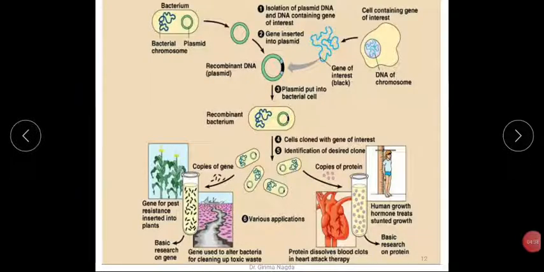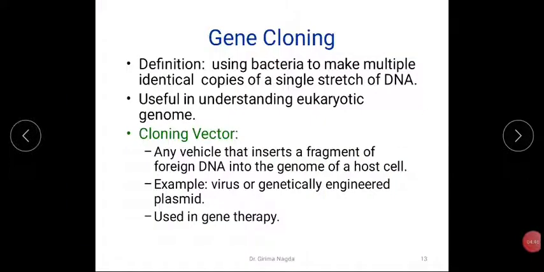This is the entire mechanism of the process. You can go through this process. Now, gene cloning. Using bacteria to make multiple identical copies of a single stretch of DNA is gene cloning. It is useful in understanding the eukaryotic genome.